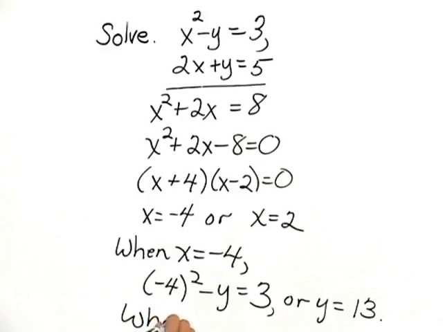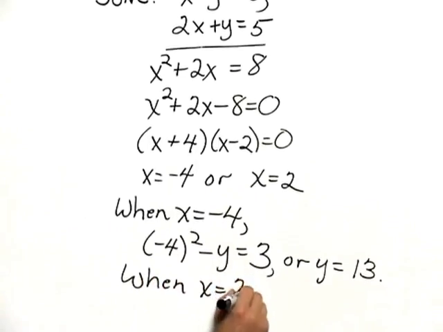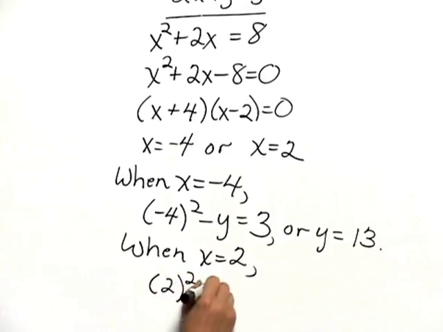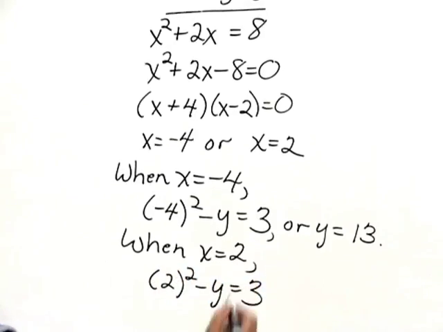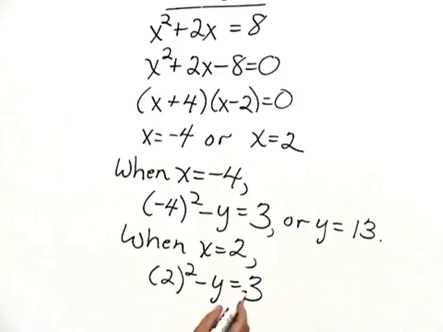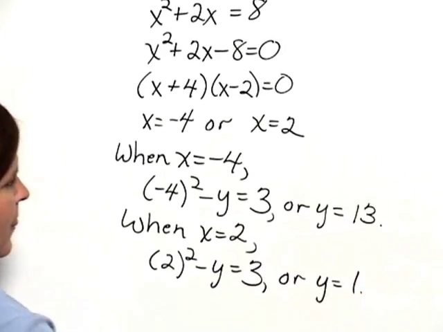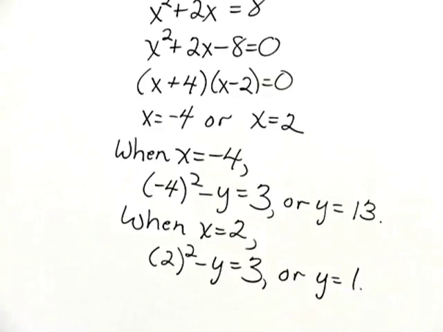When x is 2, we know then that x squared, which is 2 squared, minus y equals 3, or 4 minus y equals 3, or y equals 1. And that gives us a second ordered pair.